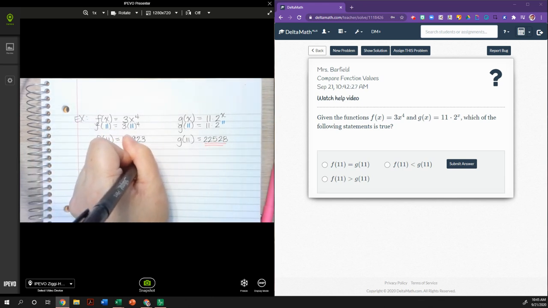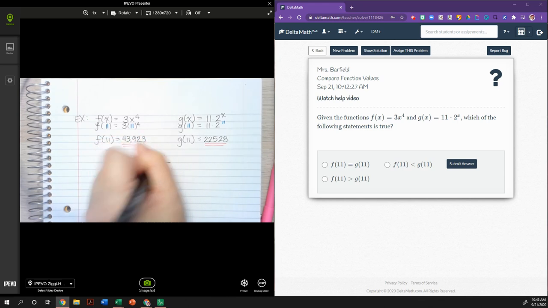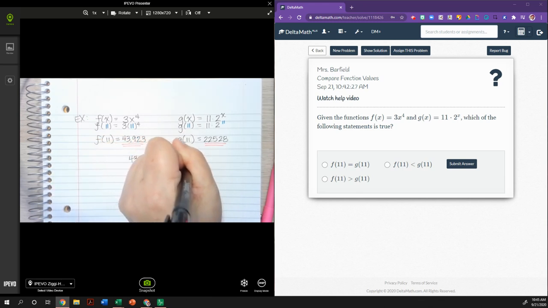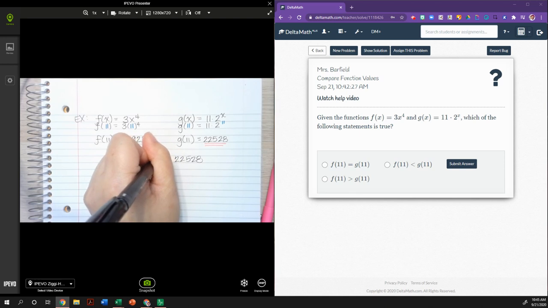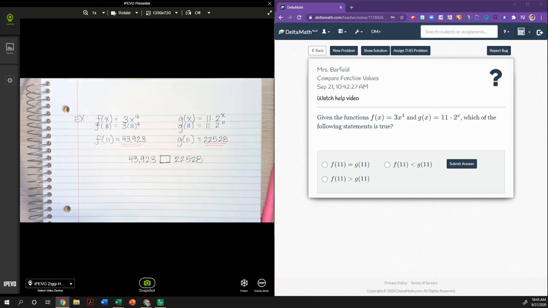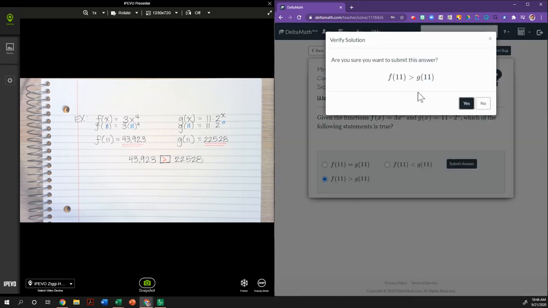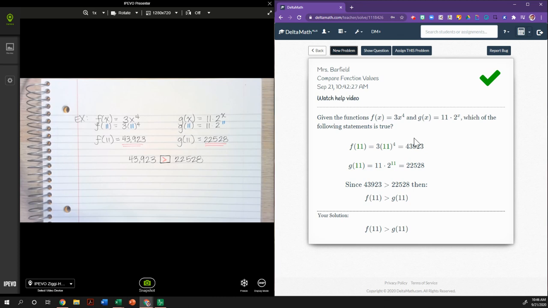So 43,923, I gotta fill in that blank, 22,528, okay? Or let me put a box, so that way it doesn't look like a symbol that I'm not supposed to use. Okay, well, I definitely know they're not equal, so I'm not going to choose this one. Okay, 43,000 is bigger than 22,000. So that definitely is my candidate. And then over here is less than. Well, no, 43,000 is not less than 22,528. Okay, submit my answer. Same thing. Okay, so that's all I'm going to be doing for this function comparison.